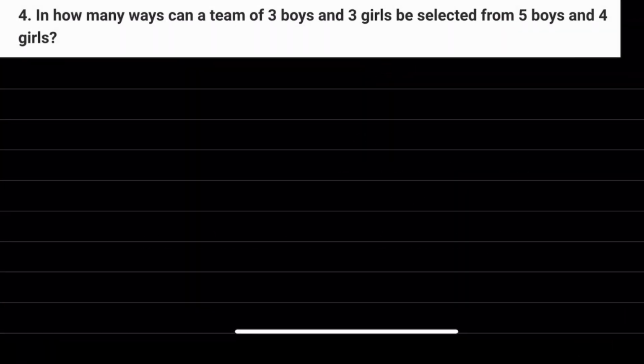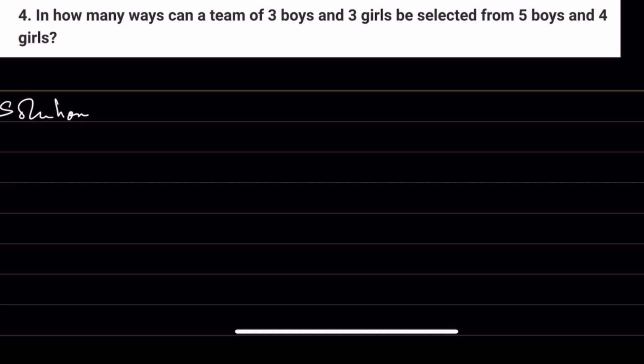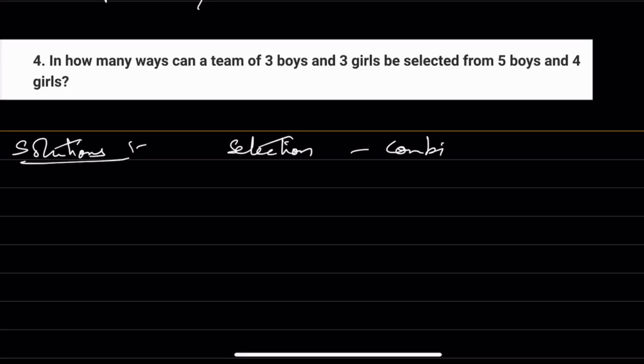Fourth question: in how many ways can a team of 3 boys and 3 girls be selected from 5 boys and 4 girls? So now here, because it's again selection, as you can see in the problem, we'll be using combination. Since selection is there in the problem, we'll be using combination. So now we have to form a team where 3 boys and 3 girls can be selected from 5 boys and 4 girls.